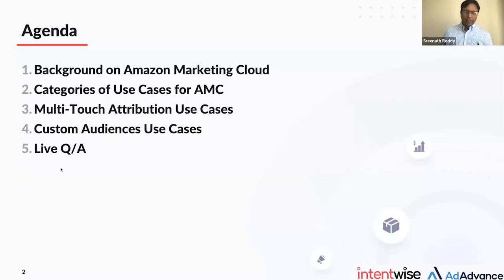Ryan, do you want to just pull up the agenda slide for a quick moment? Yeah, so in terms of what we are going to talk about today, I'll spend a few minutes just covering background and basics of Amazon Marketing Cloud, what it is, and all of that. And then also touch on broadly the use cases or buckets of categories we think about when it comes to AMC. Matt, who has been hands-on with his team around AMC, is going to dive deep and talk about 5 very specific use cases around multi-touch attribution and custom audiences. And like I said, we'll save some time for the Q&A at the end.